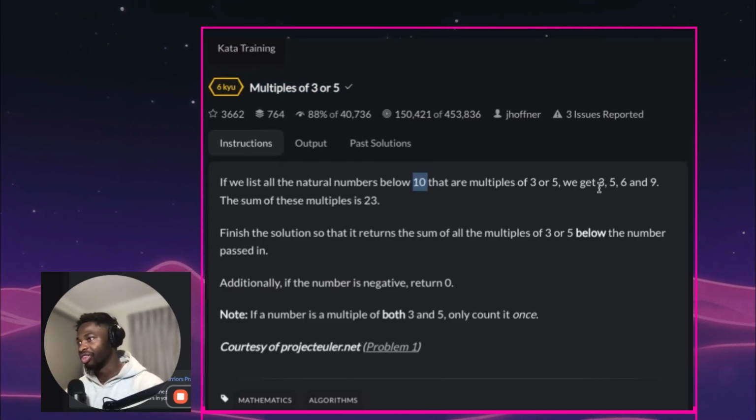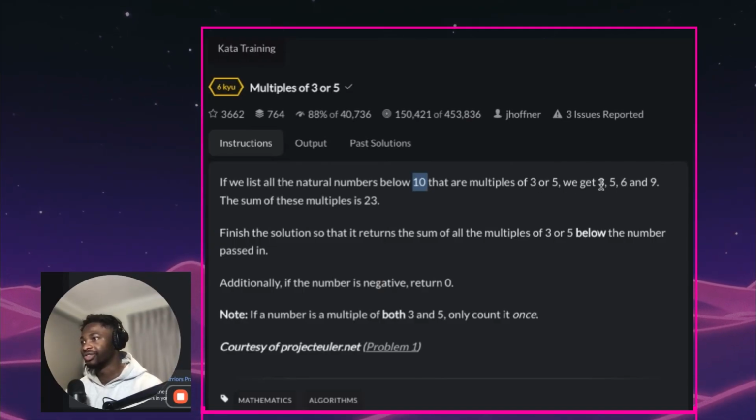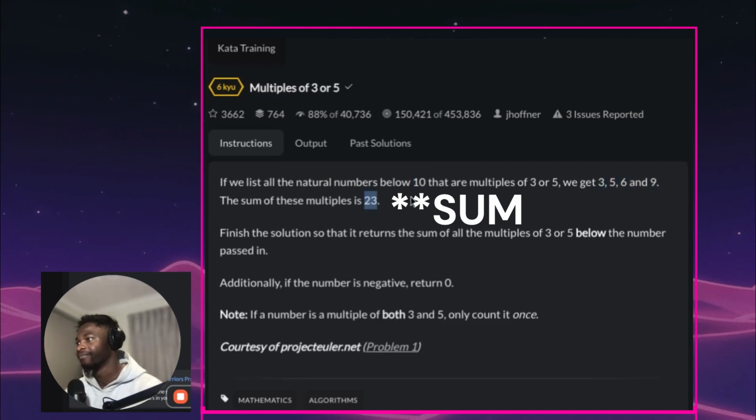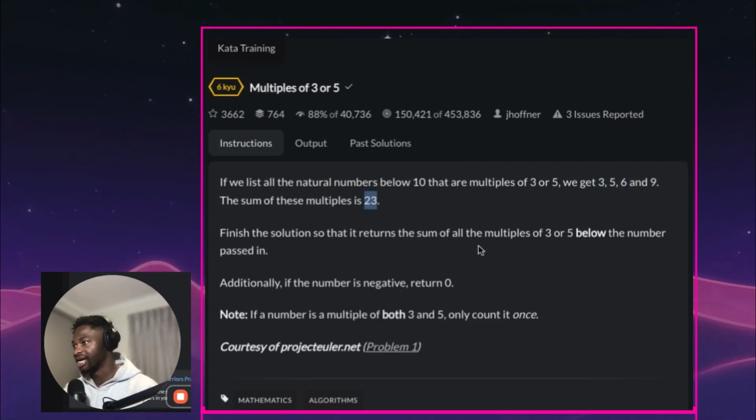6, and 9, with 3 times 1 being 3, 5 times 1 being 5, 3 times 3 being 9, and 3 times 2 being 6. And the sum of these multiples is 23. So it's a pretty simple and straightforward challenge.